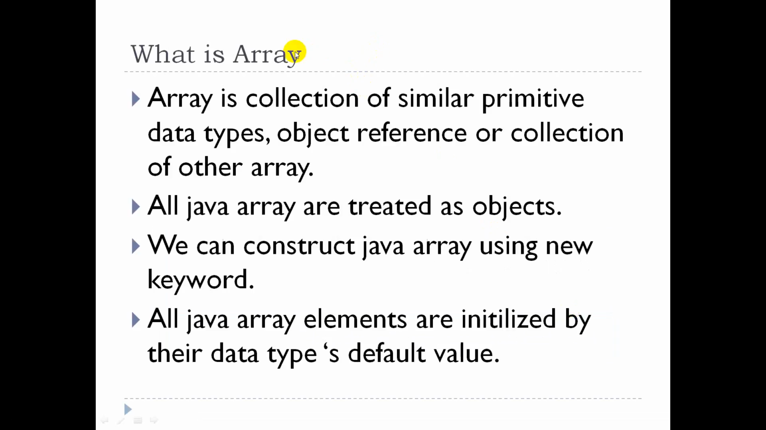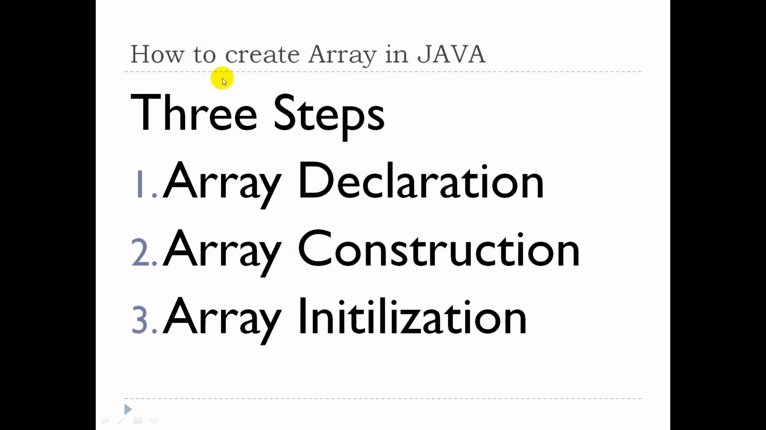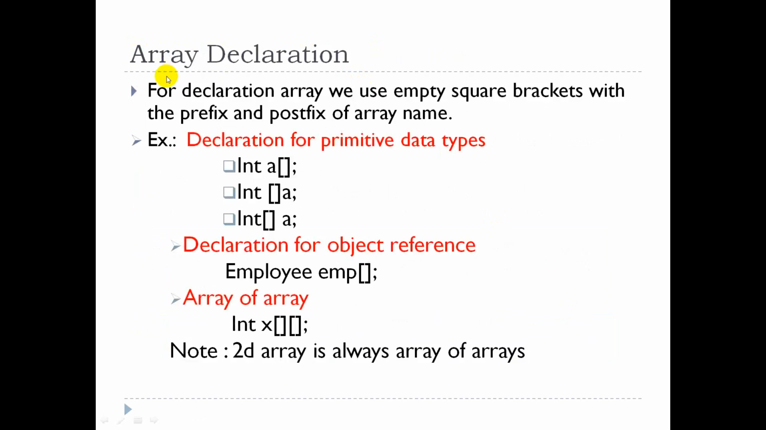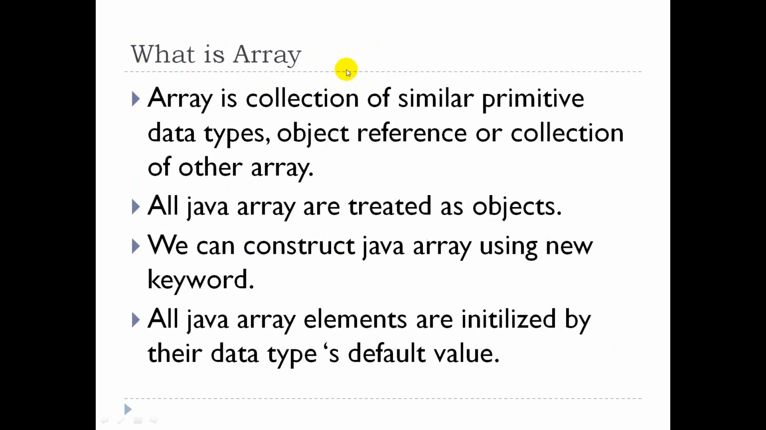First of all I want to discuss what an array actually is. An array is a collection of similar primitive data types, object references, or collections of other arrays. What is the meaning of similar primitive data types? For example, if you want to create a string array, a character array, a float array, or an integer array, you can create them using arrays. Object reference means that if you have a class and you want to create a class object array, in that condition you will use object references. And collections of other arrays are the example of 2D and 3D arrays.